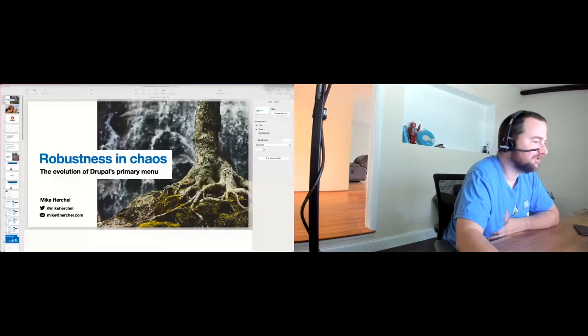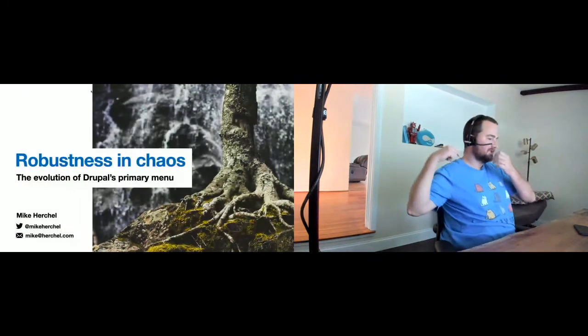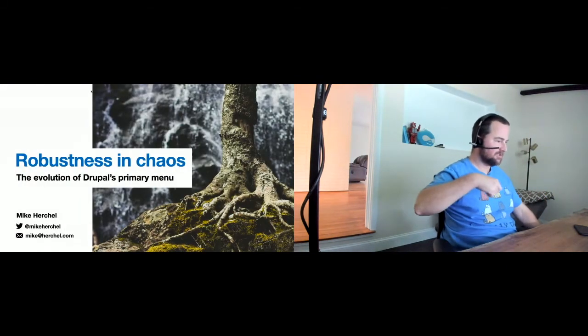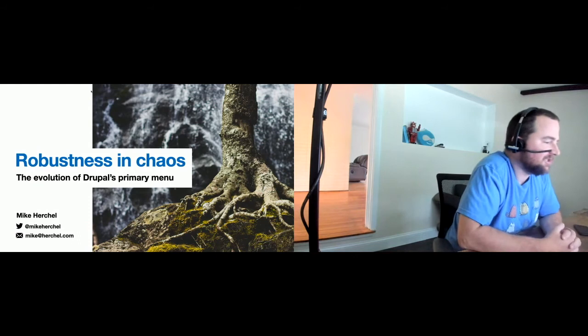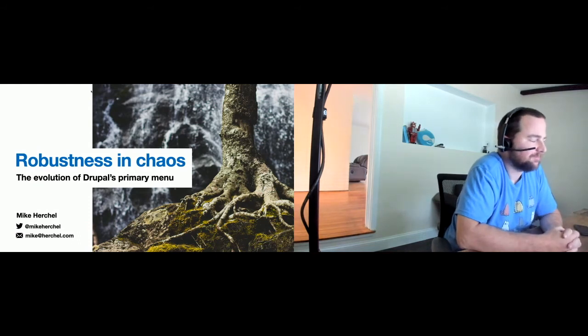All right, so let's get started. Let me show you my slides here. So this is robustness and chaos. It's the evolution of Drupal's primary menu.